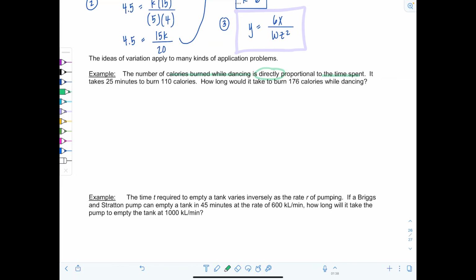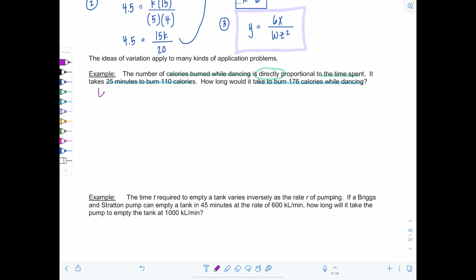It takes 25 minutes to burn 110 calories. How long would it take to burn 176 calories while dancing? Okay, so we have to define our variables first. We've got number of calories burnt and time spent dancing. So you can do X and Y if you want, but since we've been doing all sorts of funky variables in this section, let's spice it up.